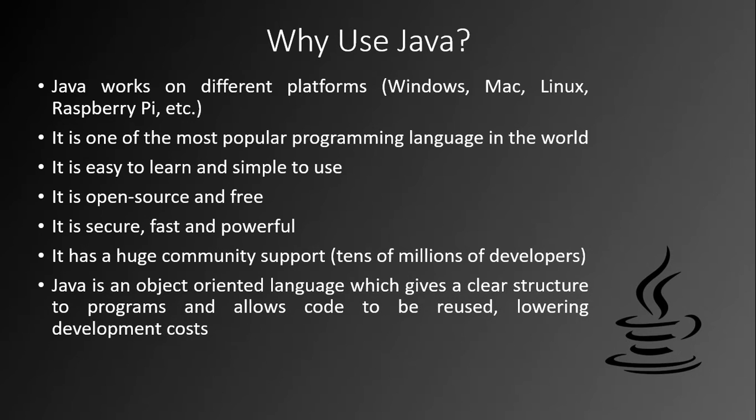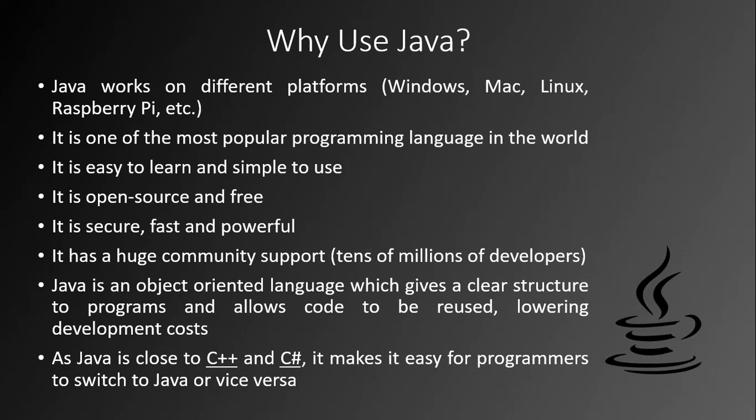And Java is an object oriented language which gives a clear structure to programs and allows code to be reused, lowering development cost. Once you have written code somewhere, you can run it anywhere. Suppose you have written code on a Windows PC and then you want to run it on a Mac or Linux PC, then you can do that by simply copying and pasting the program in the particular place in the particular operating system, and then run it. And how to do it, I will show you in the next video.